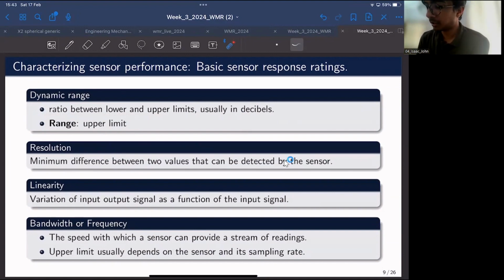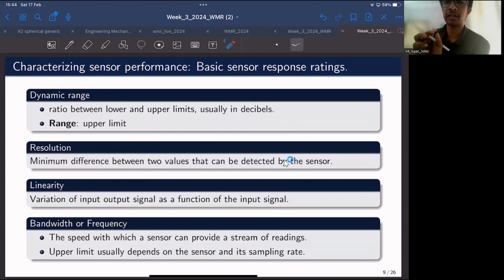Then comes what we call resolution. Resolution is simply the minimum difference between two values that can be detected by a sensor. You would be mostly familiar with the resolution of a display, the number of pixels per inch. That is also a good measure of resolution. How many pixels are there? If there are more pixels, you will get more resolution.